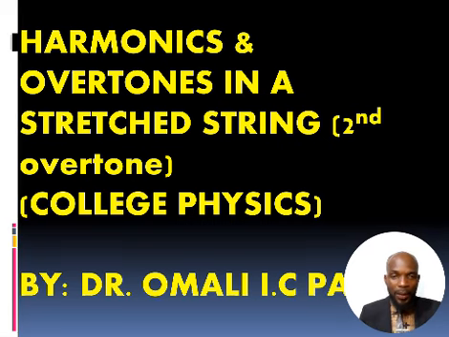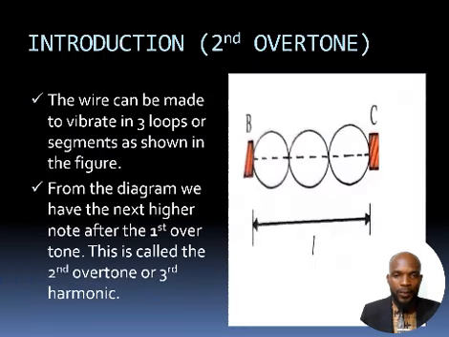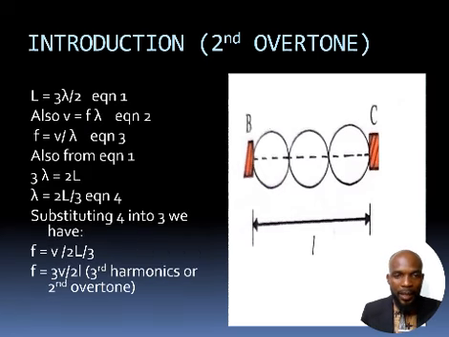Today I'm going to be talking about harmonics and overtones in a stretched string, that is the second overtone. The wire can also be made to vibrate in 3 loops or segments as shown in the figure. From the diagram, we have the next higher notes after the first overtone called the second overtone or the third harmonic. From the diagram, your length L is going to be equal to 3 lambda over 2.